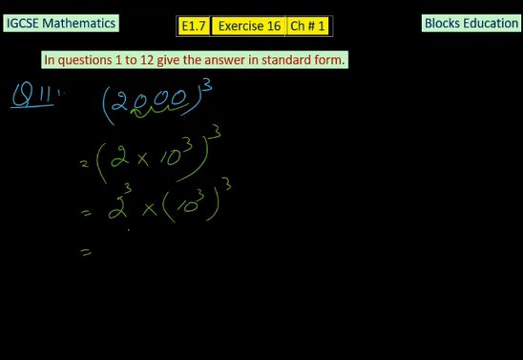So 2 raised to power 3 is 8, into 10 raised to power, we know that 3 raised to power 3 means they are multiplying. So 3 raised to power 3 is 9. So the standard form is 8 into 10 raised to power 9.